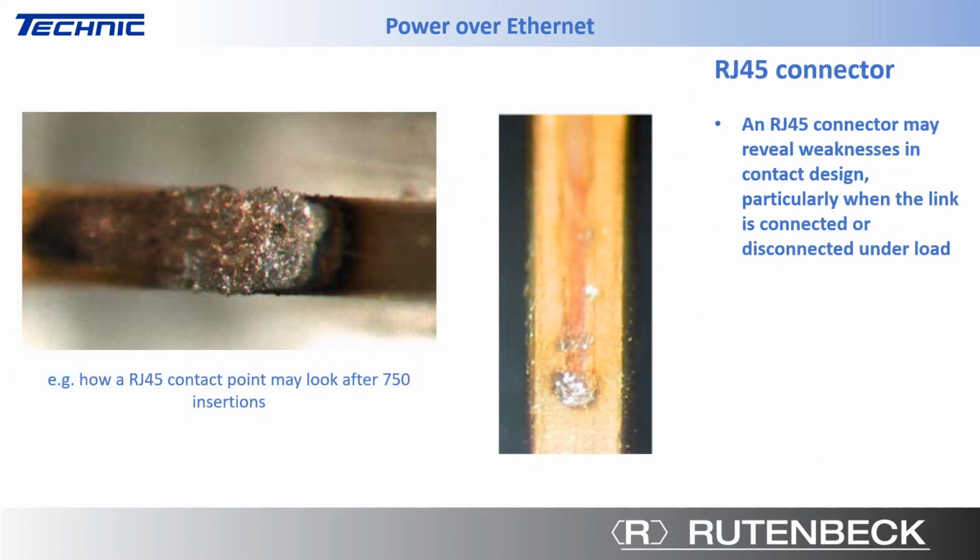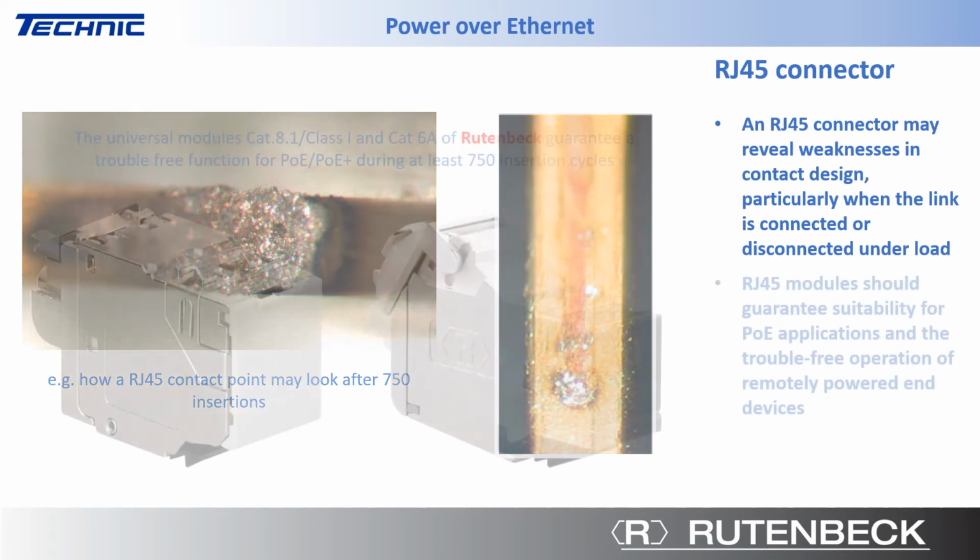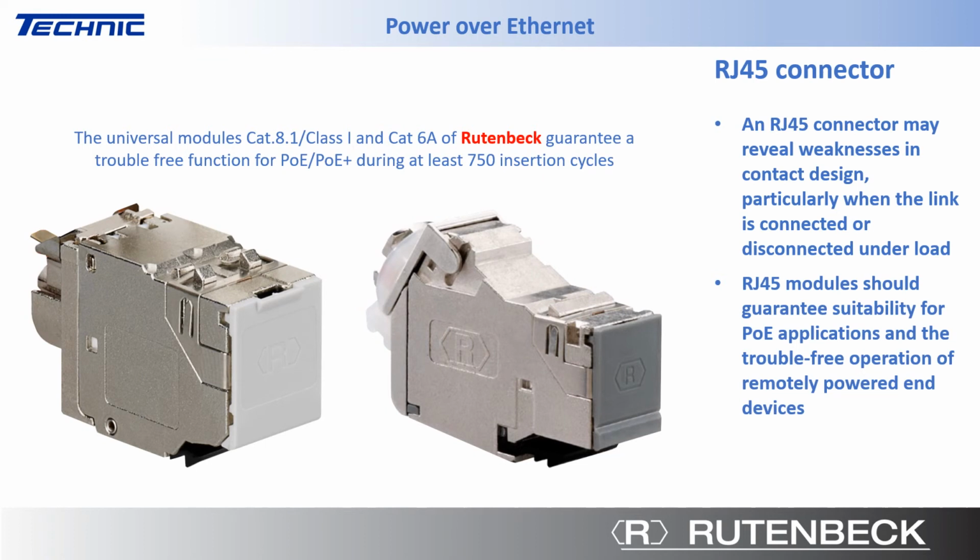An RJ45 connector may include weaknesses in contact design, revealed when the link is connected or disconnected under power conditions. It is thus required that RJ45 modules should guarantee a suitability for Power over Ethernet applications and a trouble-free operation of remotely powered end devices.